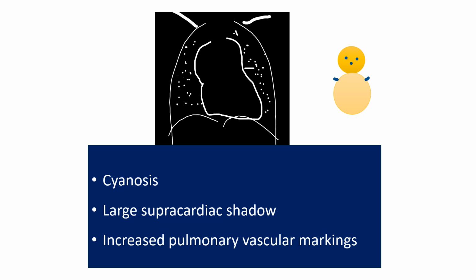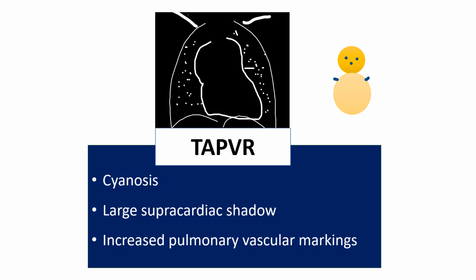Newborn presenting with severe respiratory distress, hypoxemia, cyanosis, diagnosed initially as respiratory distress syndrome because of ground glass appearance of the lung, and in chest x-ray there is a large supracardiac shadow giving the heart a figure-8 shape or snowman appearance, and increased pulmonary vascular markings or ground glass appearance of the lung. What is the most likely cause of this condition? Total anomalous pulmonary venous return. Suspect this condition in a newborn with diagnosis of respiratory distress syndrome not responding to oxygen or lung surfactant.